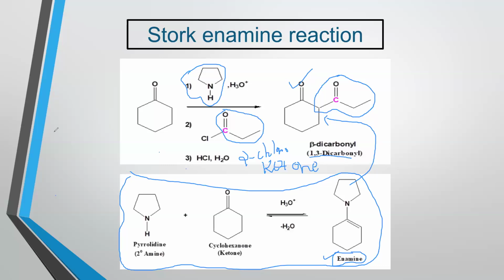Now we'll see in the MCQ how they have asked the question from this reaction, so you will get more idea. Simply what you have to remember is that it will form an enamine intermediate, and that enamine intermediate is converted into the 1,3 dicarbonyl compound after reaction with the alpha chloroketone. The starting material is a carbonyl compound, in general a cyclohexanone.